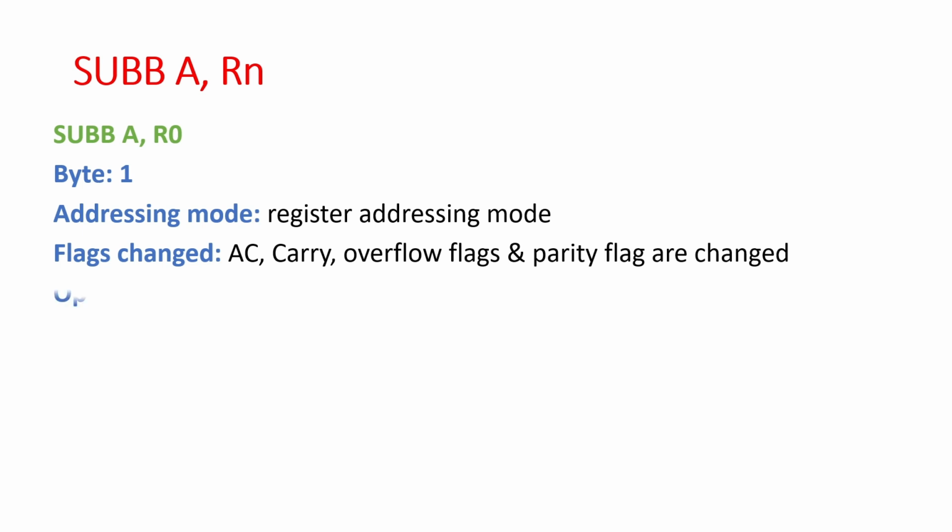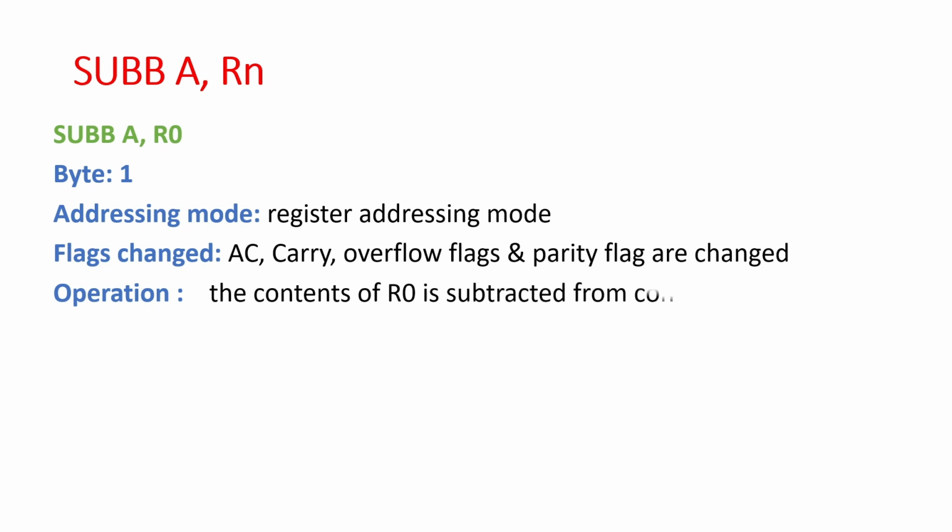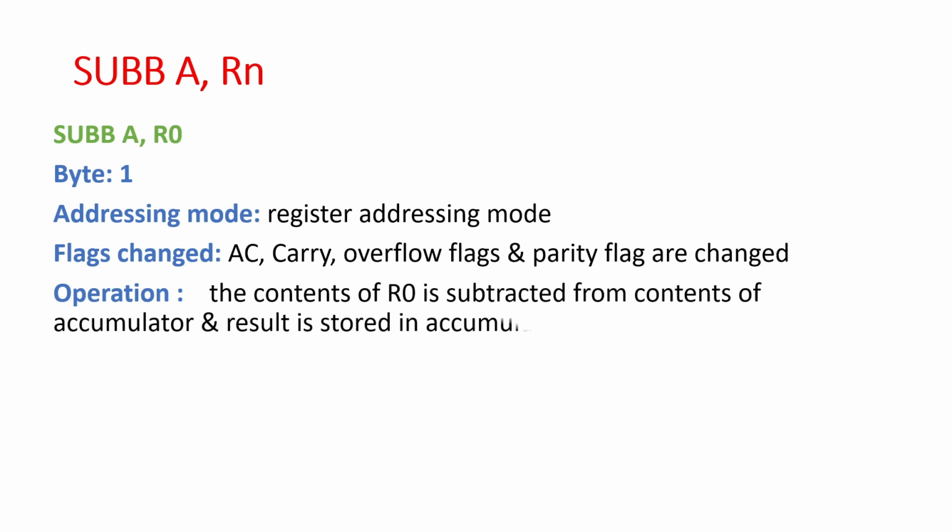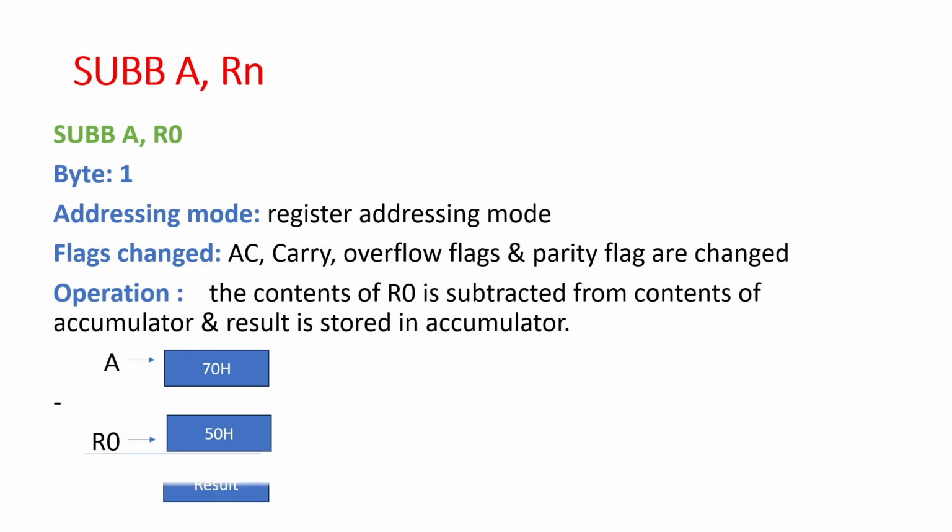Now see the operation. By using this instruction, the contents of R0 is subtracted from the contents of accumulator and result is stored in accumulator. If the content of accumulator is 70H and the content of R0 is 50H, then this 50H is subtracted from this 70H and the result is stored in accumulator.